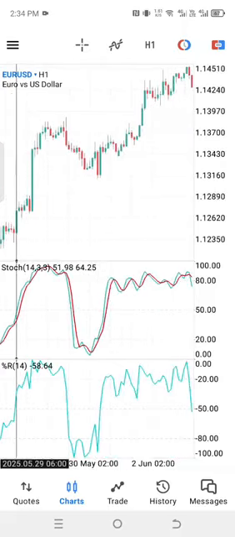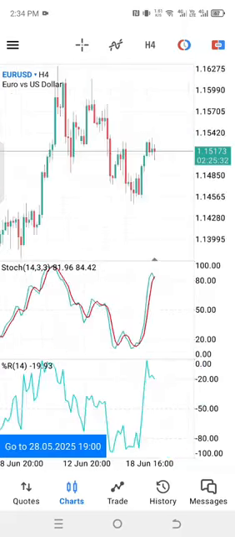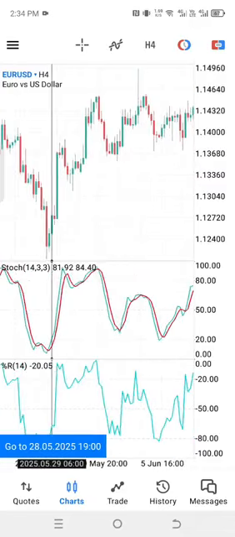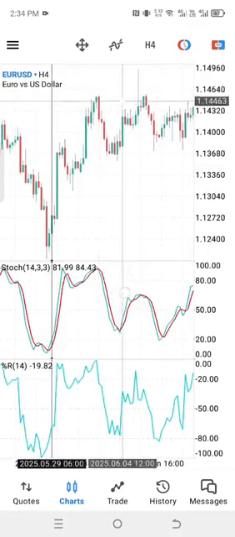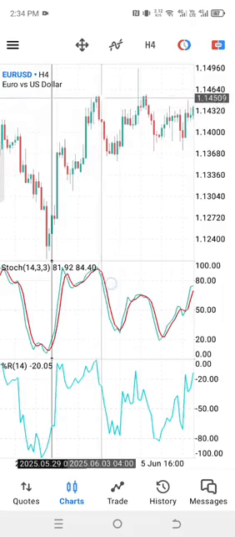At the end of the day, see how far the market went, guys. Just see how far the market went, and where would you have exited the trade? You would have exited this trade somewhere around here, because you just need to target the highs.